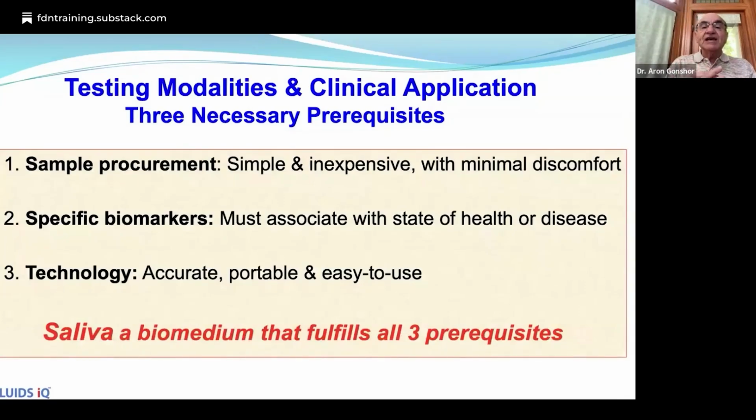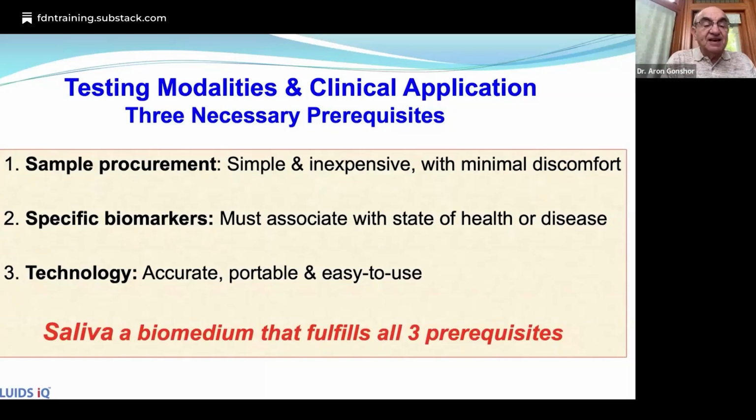What we're going to be looking at is other ways to test for insulin and blood sugar levels. If you want to test for any type of analyte in a particular medium, in blood or other than blood, you need to have three things. Number one, the procurement of the sample has to be simple. You've got to have a simple and inexpensive way of doing a test with minimal discomfort.